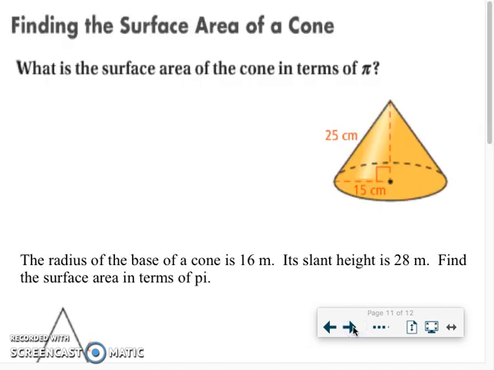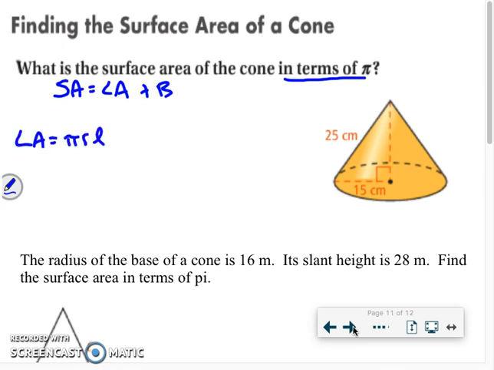So trying this out here, what is the surface area of the cone in terms of pi? So they don't want us to put pi into the calculator again, kind of like before. So what we have, if we want to think about it this way with our LA plus B, is we can try to find LA first. LA is just going to be pi times the radius times the slant height. It's simplified all the way down to pi r L.